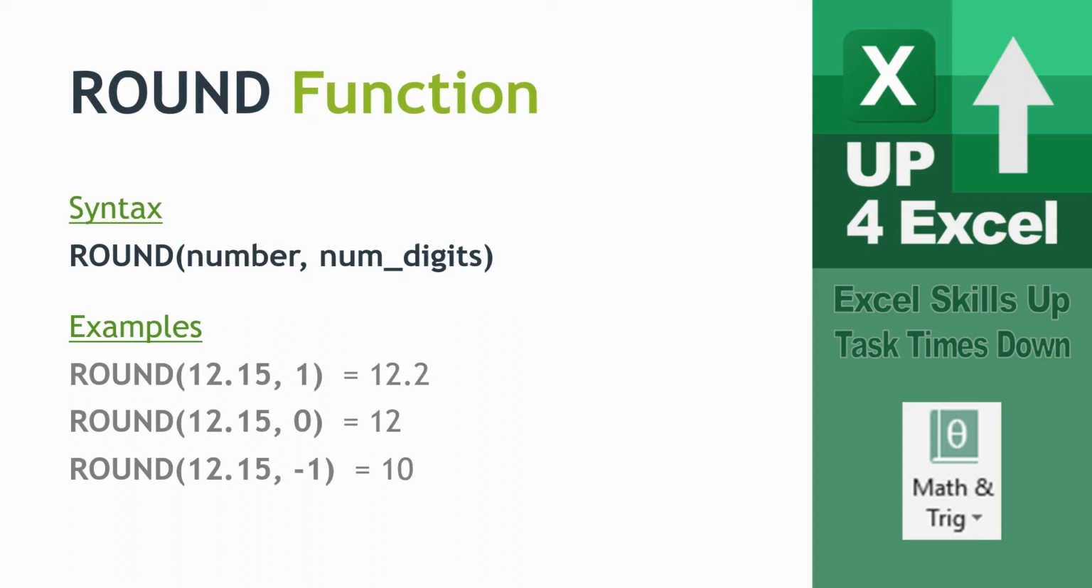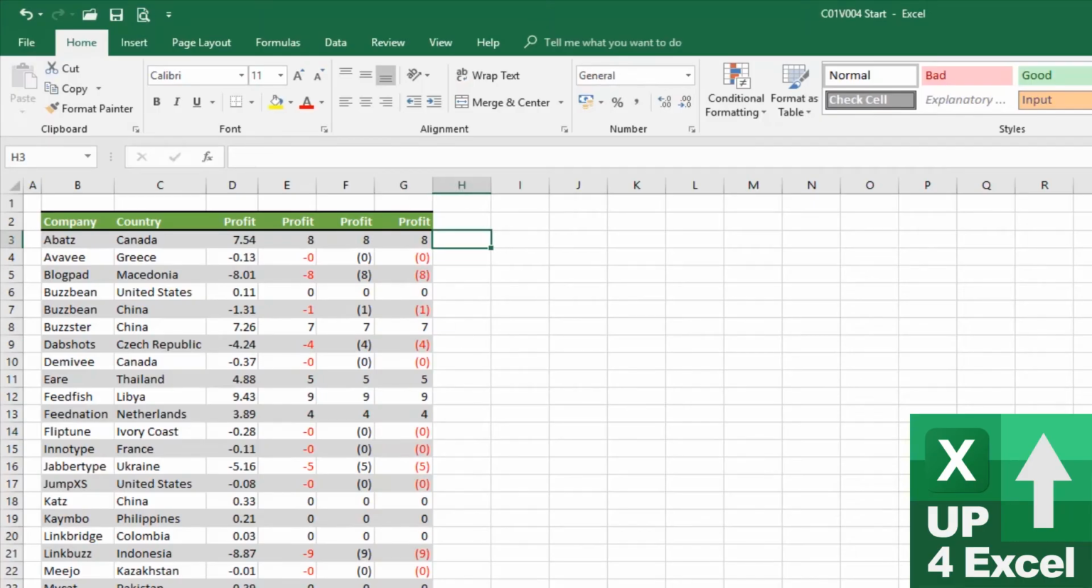And then we can actually put negative numbers in here as well. And that will round to tens or hundreds or whatever. So we've got there round 12.15, comma minus 1. That would round to 10 because it's basically saying we want to go 1 place to the left of the decimal and round.